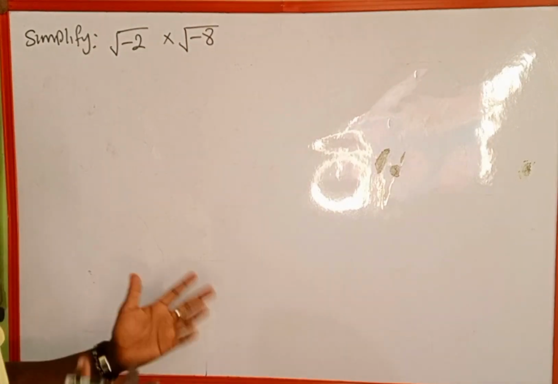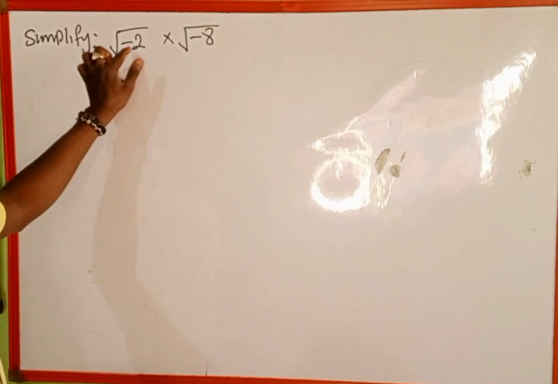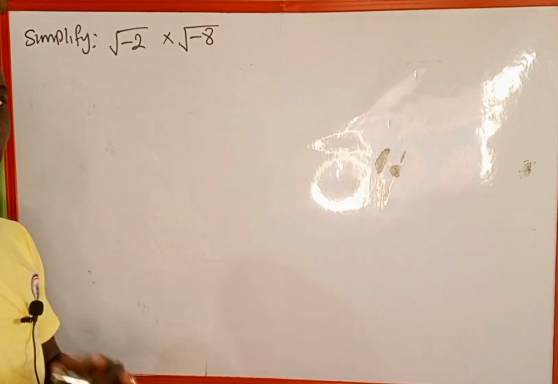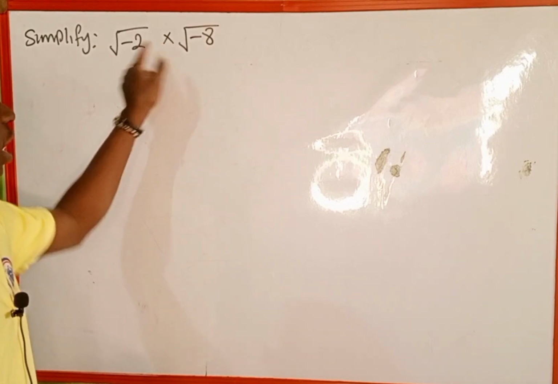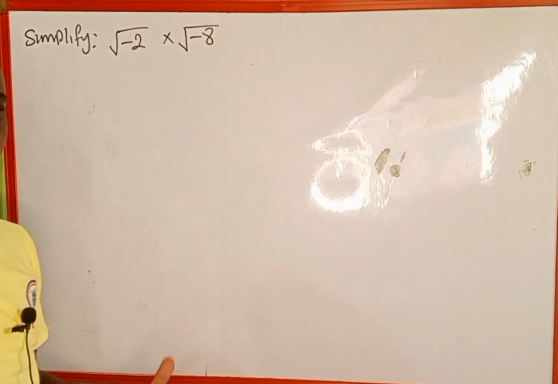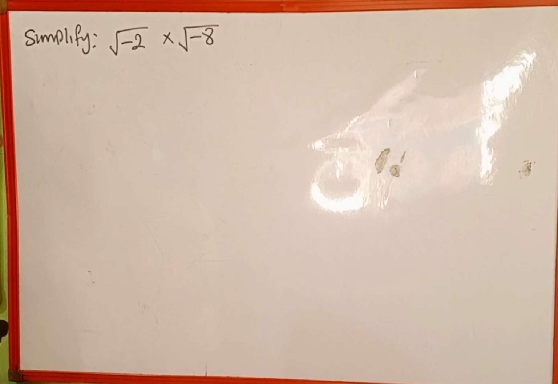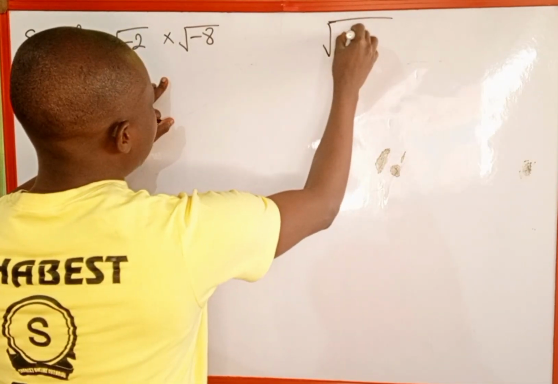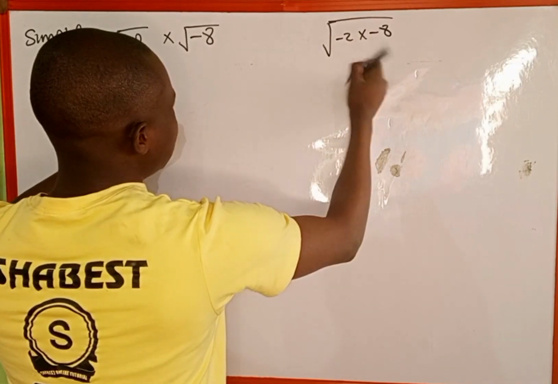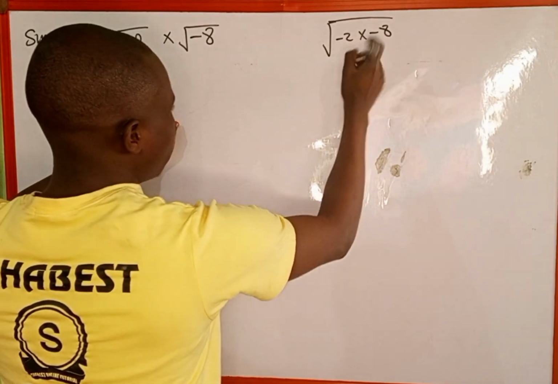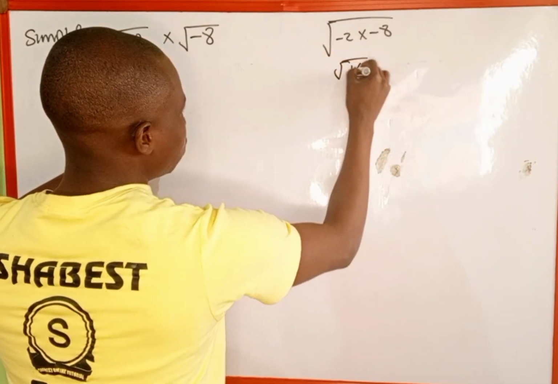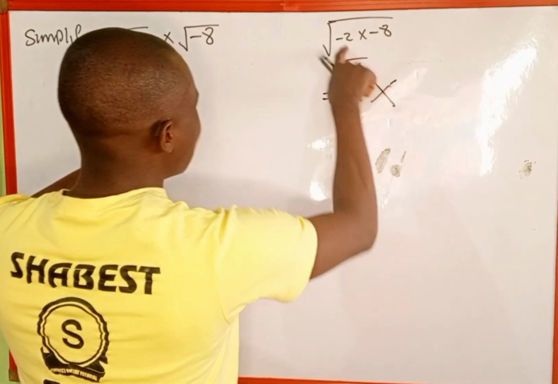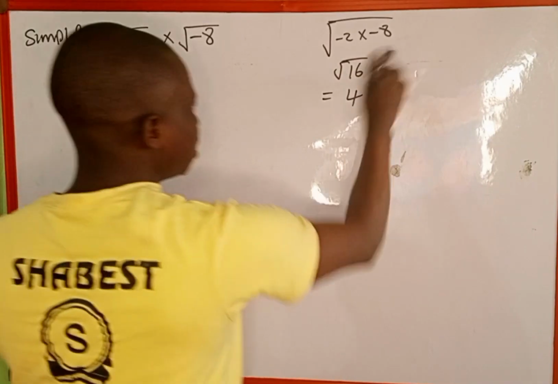How are we going to do? In some cases, some students went ahead and multiplied these two radicands because according to one of the properties of surds, when there is multiplication, we can bring the radicands together. But in this case, it cannot work in that way. If you say this is the same as root of -2 multiplied by -8, then when you multiply -2 by -8, it's going to give us +16. And when you take the square root of 16 is 4. So in this case that we have negative radicand, this cannot work.